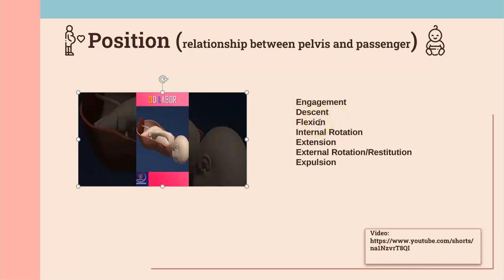Flexion is where we talked about pulling in that neck. They do something called internal rotation. They extend their neck. They have an external rotation or restitution, which is the birth, and then expulsion of the rest of the body. Again, this video is very short, but it gives a pretty clear and concise depiction of all the movements that the fetus has to do to navigate that maternal pelvis and uterus.